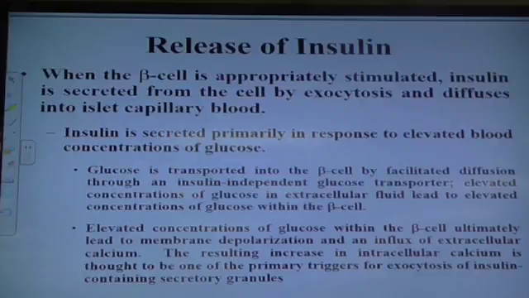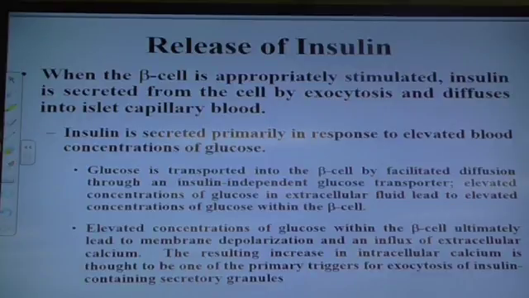Now, as far as its release, when the beta cell is stimulated, insulin is secreted from the cell by exocytosis and diffuses into the outlet capillary blood. What's essential in order for this secretion to occur, what mineral is necessary? Calcium. Calcium has to go into the cells to cause the movement of the vesicles so they can fuse with the cell membrane and release their substances.